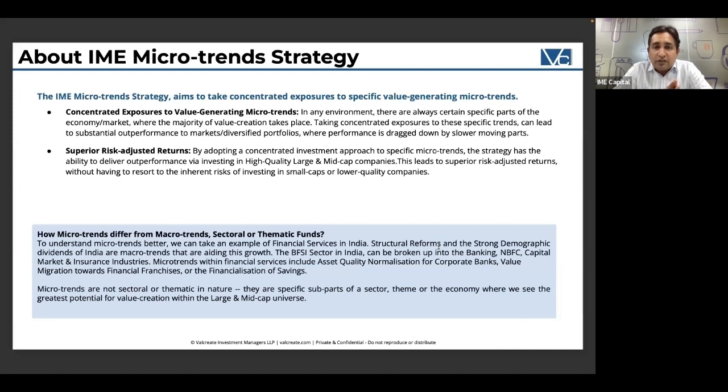So let's look at the financial services sector in India. Structural reforms and strong demographic dividends in India are macro trends that are aiding this growth, right? These are examples of macro trends. Now, the BFSI sector, or the financial services sector in India, can be broken up into banking, NBFC, capital markets, and insurance industries. These are examples of industries. Micro trends are basically narrower parts of these sectors, industries, or trends where specific trends are playing out, leading to more attractive value creation.